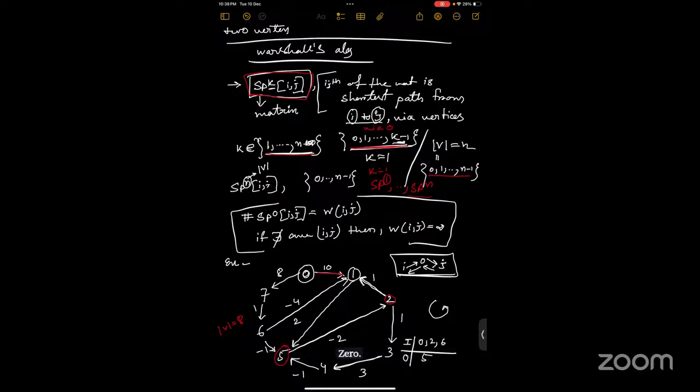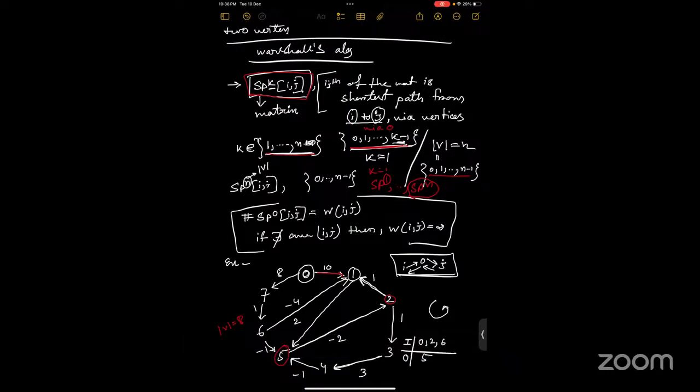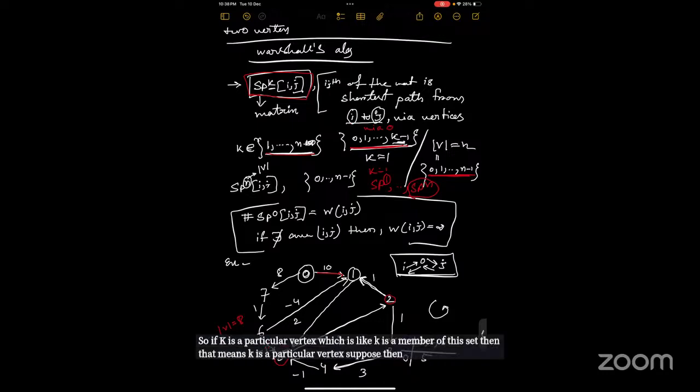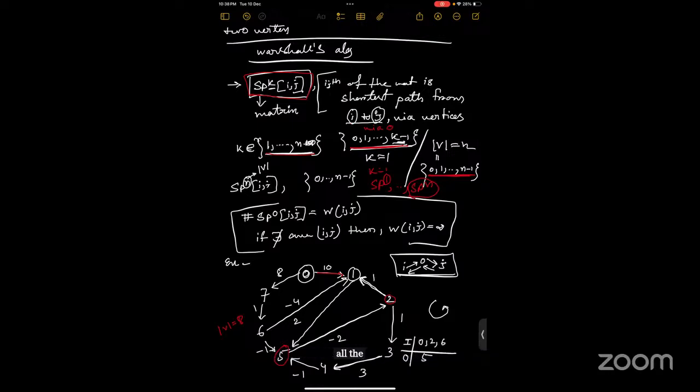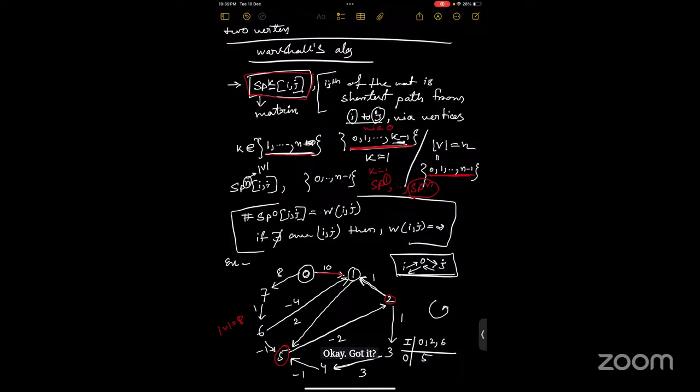When we consider SPN, that means we will get 0 to n minus 1, right? If I follow this, that means we have to consider all possible paths in the graph connecting I to J. So if K is a particular vertex, a member of this set, then we have to consider all the combinations, all possible paths which are passing through this vertex. Okay. Thanks. Got it? Yes. Okay.